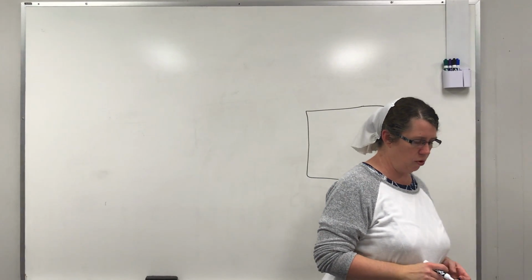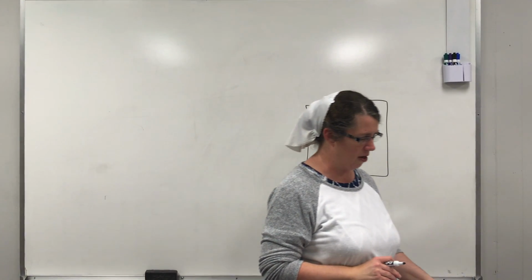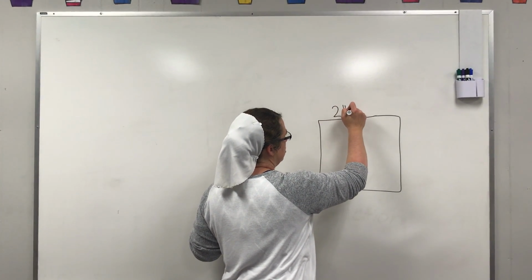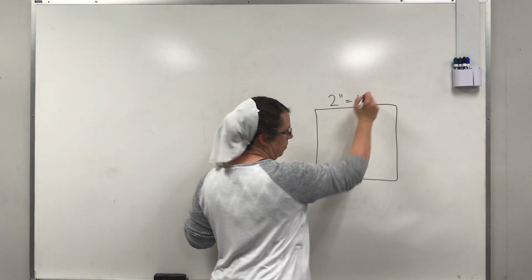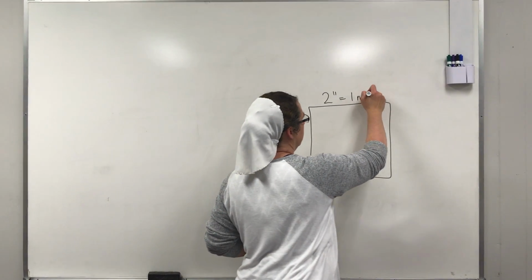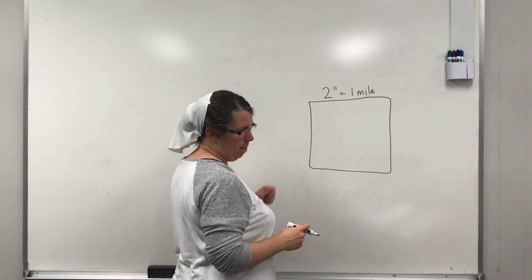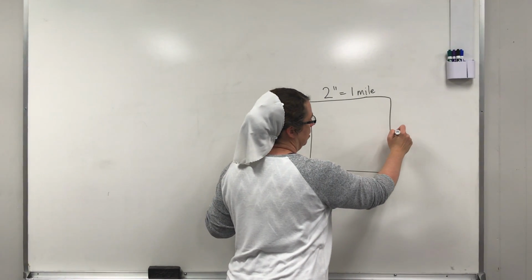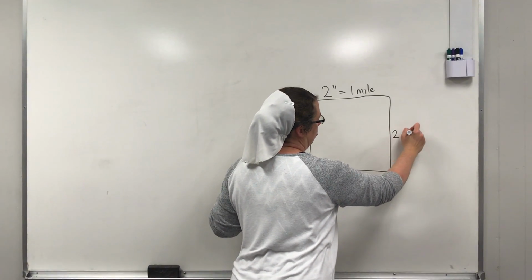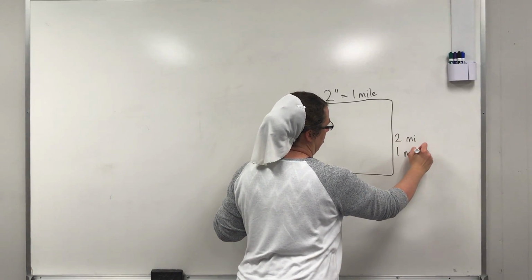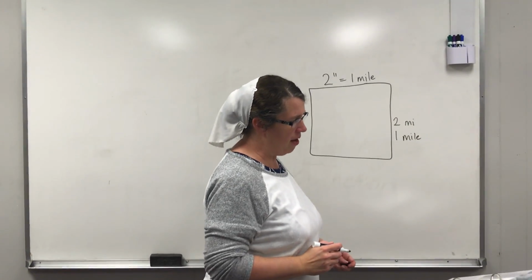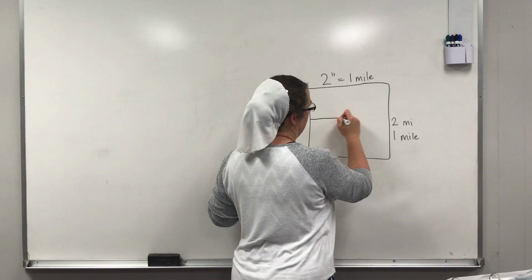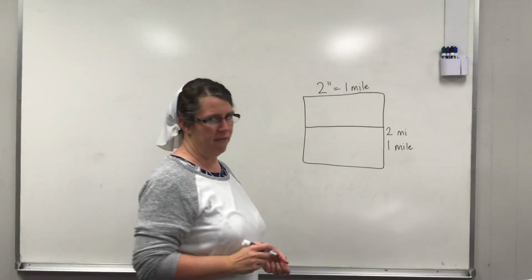It says you get your ruler, and you need a ruler to complete the scale drawing of the square mile. Okay, the scale is 2 inches equals 1 mile. So we're going to say that this is 2 inches, this is 2 inches, or 1 mile. All right, we are to divide the square mile in half with a horizontal line. So take your ruler and divide your box in half that way.